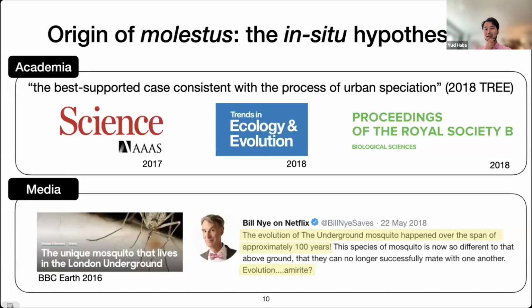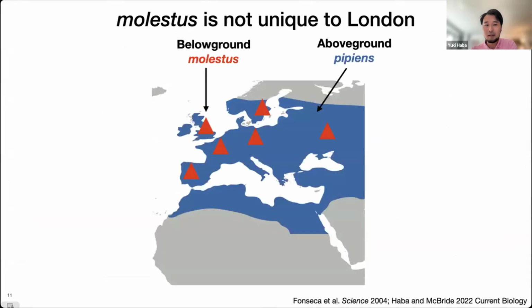So in the beginning of this project, I remember reading all of this and thought to myself, is Bill right? So we started to look for literature that unequivocally supports the hypothesis. And as we dug deep into the literature, we quickly realized that the in situ hypothesis is not well supported. First of all, the distribution of below-ground molestus is widespread, just like the distribution of the above-ground form pipiens. Instead of all below-ground molestus populations independently evolving in multiple cities in the past 100 years or so, this map made us wonder if molestus actually evolved once in a different context, and these populations were recent migrants.